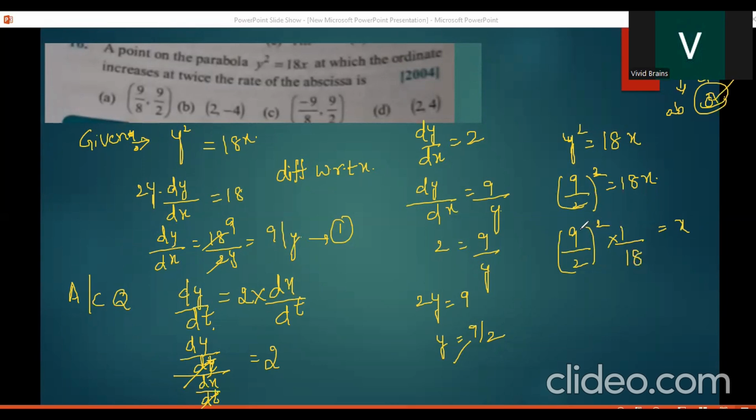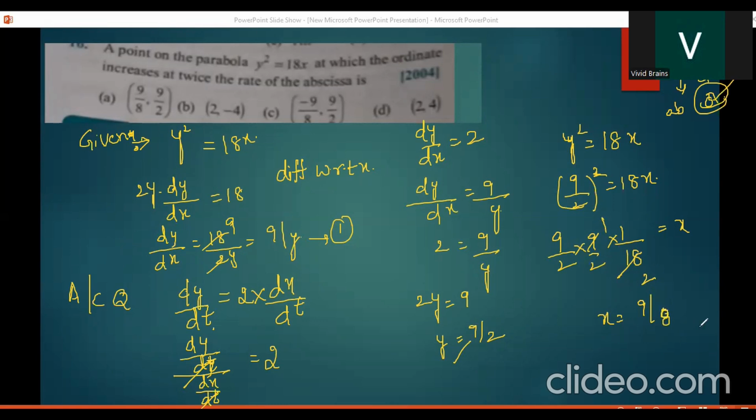So this one single 9 and 9 twos are 18 cancel. 1 9 is left. Let me write clearly, this is going to be 9 by 2 into 9 by 2, okay? 9 one time, 9 two times. So 9 upon 8, okay? 9 upon 8 we got.